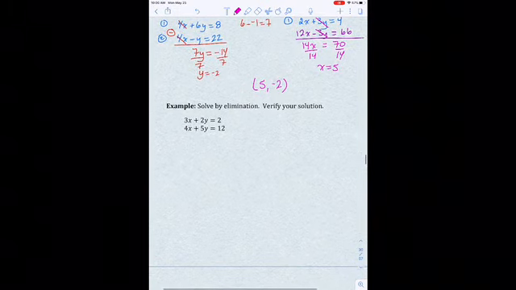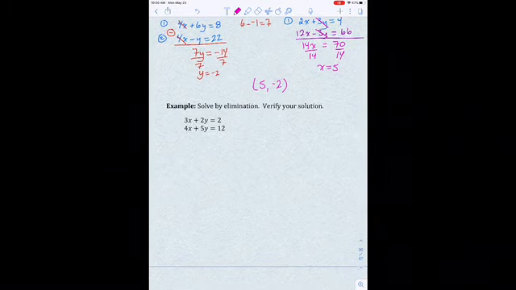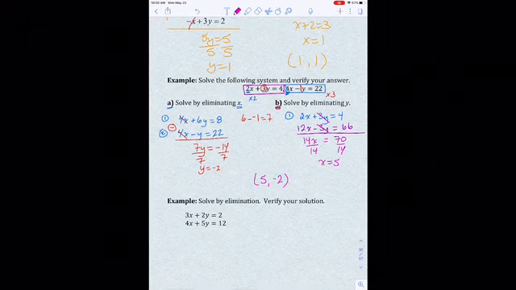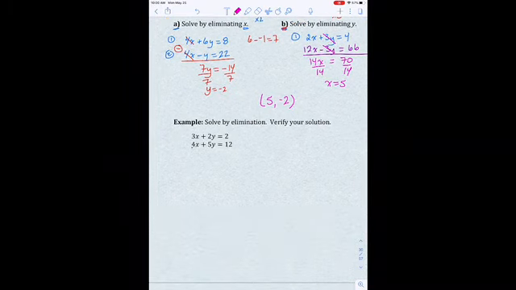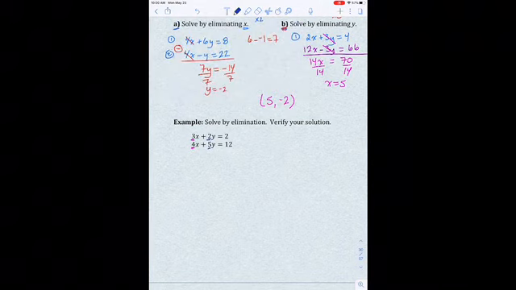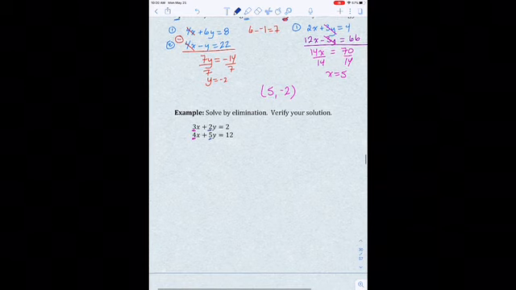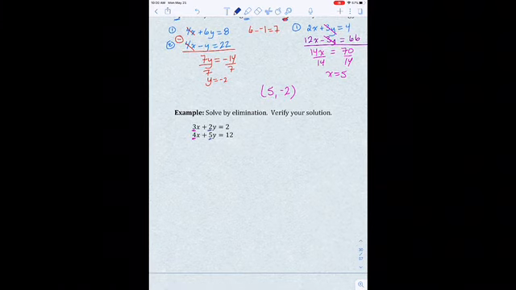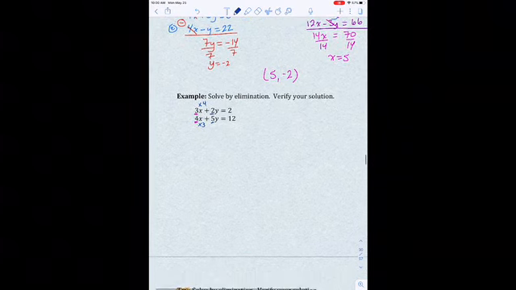Okay, if we look at the next question, it says solve by elimination, verify your solution. So this is an example where you have a choice. Do we want to get rid of the x's and make those x coefficients the same? Or would we like to get rid of the y's and make the y coefficients the same? Doesn't matter which one. If I were to eliminate the x's, I would multiply this equation by 4 and this one by 3 to make them both a 12, right? It's like looking at your lowest common multiple. Like your lowest common denominator, it's the lowest common multiple, okay?